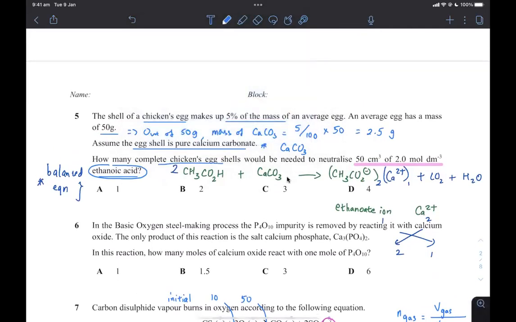We want the complete chicken shell. So first of all, we must work out how much calcium carbonate actually reacted. So the mole of the calcium carbonate divided by the mole of the ethanoic acid. Based on what I have labeled, this is mole and this is mole. So 1 mole of the calcium carbonate reacts with 2 mole of the acid. If you have gotten an equation which is not balanced, you would have gotten the wrong answer. Now I want the mass. I want the mass of calcium carbonate because one egg is 2.5 grams of the shell is actually calcium carbonate. I want the mass, then I can divide by 2.5.